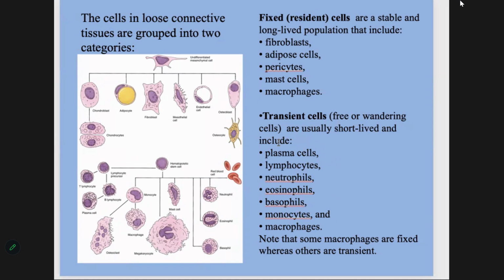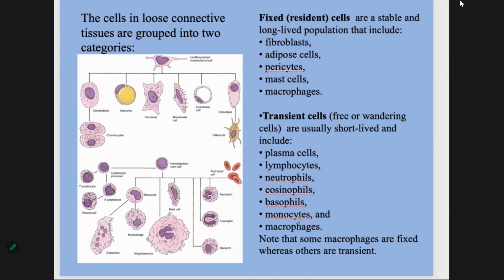Look at this. Plasma cells. Plasma cells are the types of B lymphocytes. Other types of lymphocytes also can migrate from the bloodstream to the loose fibrous connective tissues. Such leukocytes as neutrophils, eosinophils, basophils, monocytes are also present in the loose connective tissue and migrate from the bloodstream.